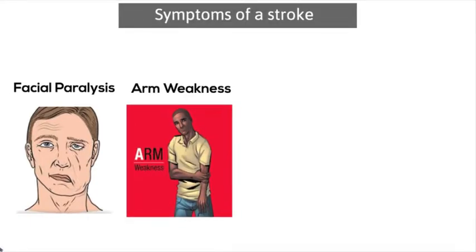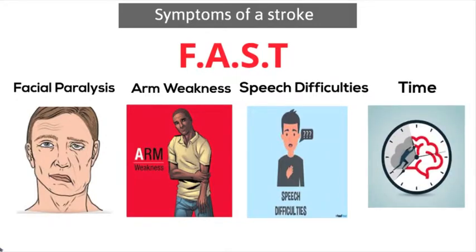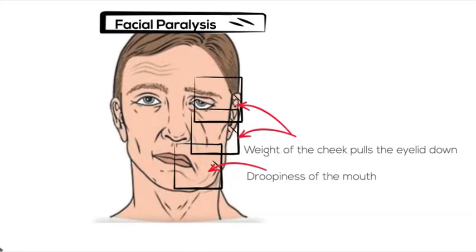Symptoms of the stroke include facial paralysis, arm weakness, speech difficulties, and time. The sooner you get help, the less severe your symptoms are. We're focusing on facial paralysis in this program. There are three main areas that I have trained my model to look at: the droopiness of the eye, which is pulled down by the weight of the droopiness of the cheek, and your mouth leaned in.